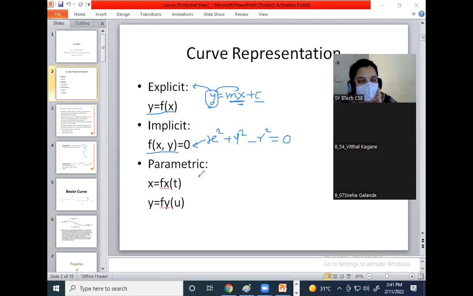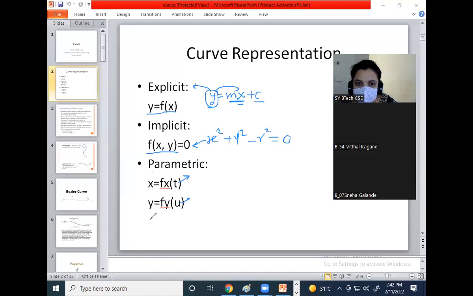Then comes the parametric curve. Here a parametric curve is one where the variable is dependent upon a parameter. Here the parameter is t. So we are denoting the function in terms of an external parameter. In the first expression, you have t as a parameter. In the second expression, you have the u parameter. And your x and y values are dependent upon those t and u values respectively. So this type of expression is called parametric representation.